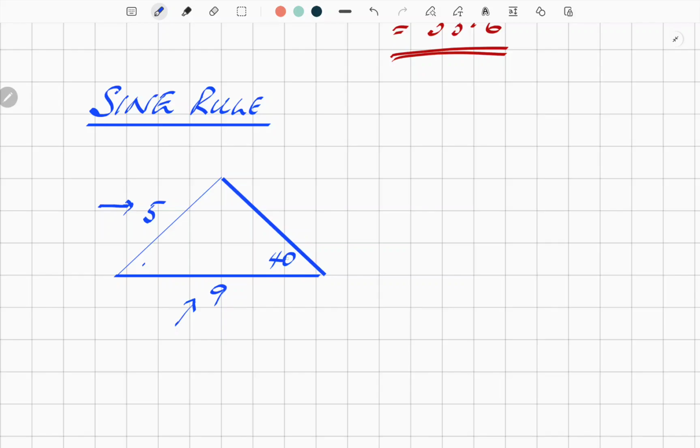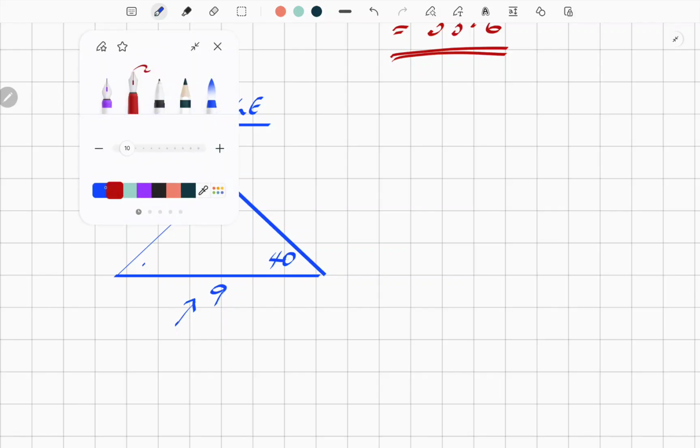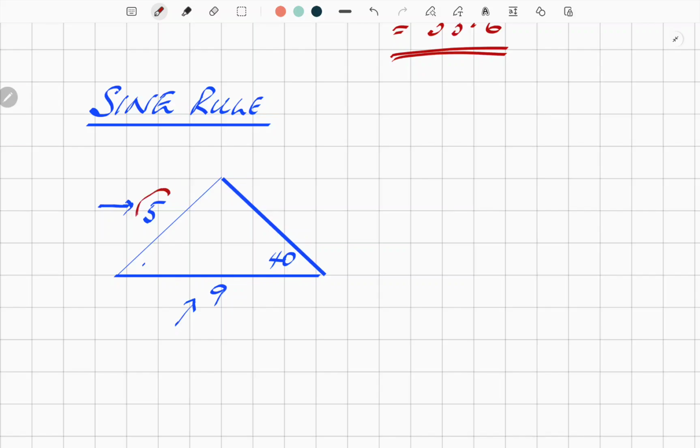In this case, what we can do is we know that the 5 is related to that angle there, the 40. And therefore, the 9 is going to be related to that angle there. Do you see how those correspond right from the beginning of the notes I was making?